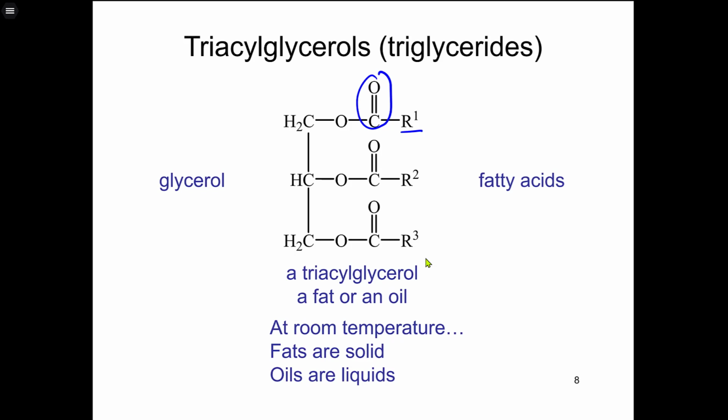Now, depending on the composition of the R groups, if it's all saturated, then most certainly it will be solid at room temperature. But then depending on the number of double bonds in the R groups, again, the R groups don't all have to be the same, you get varying degrees of melting points. And so the more double bonds you have, polyunsaturated fatty acids in a triglyceride, for example, will make it liquid at room temperature. And again, that's the only differentiation between fats and oils.